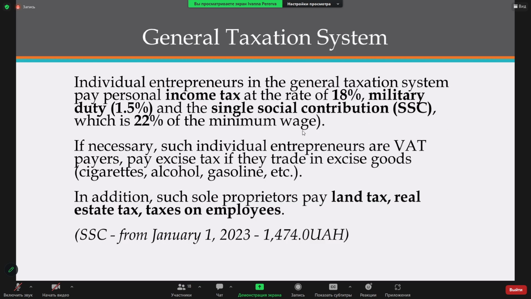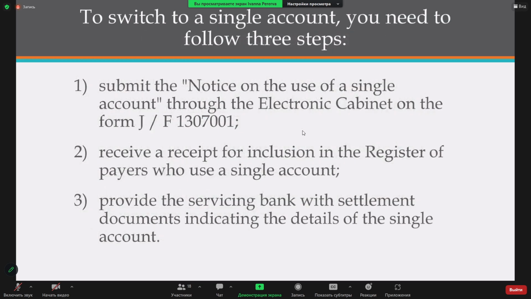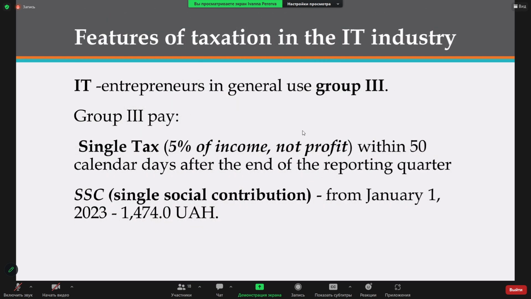Also, there are some requirements for the general taxation system, and I hope that some of you will prepare a more detailed presentation for our practice. Okay. And according to the taxation in the IT industry, we remember that in general we are using the third group, and according to this, our single tax is 5% of income. Pay attention to such a position.